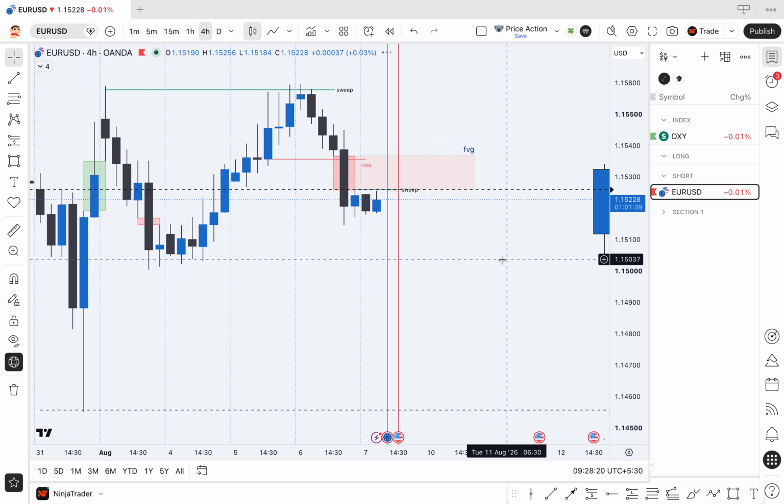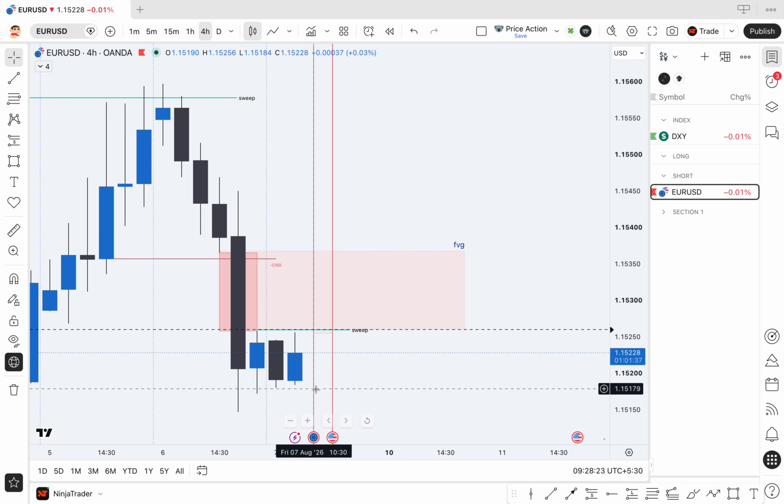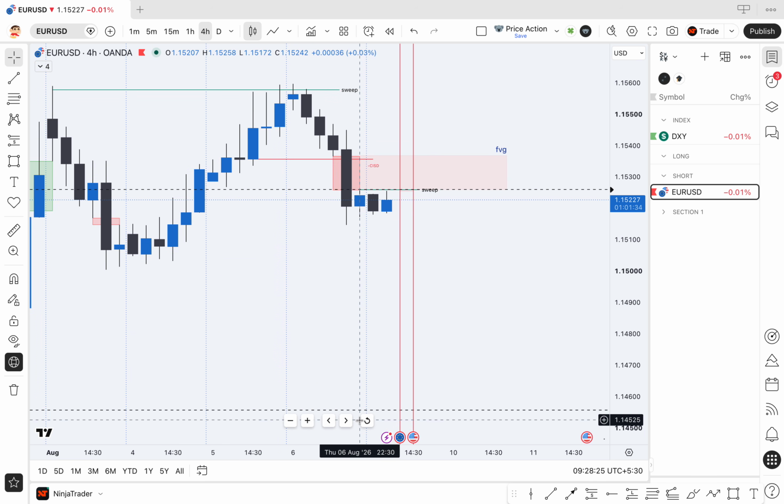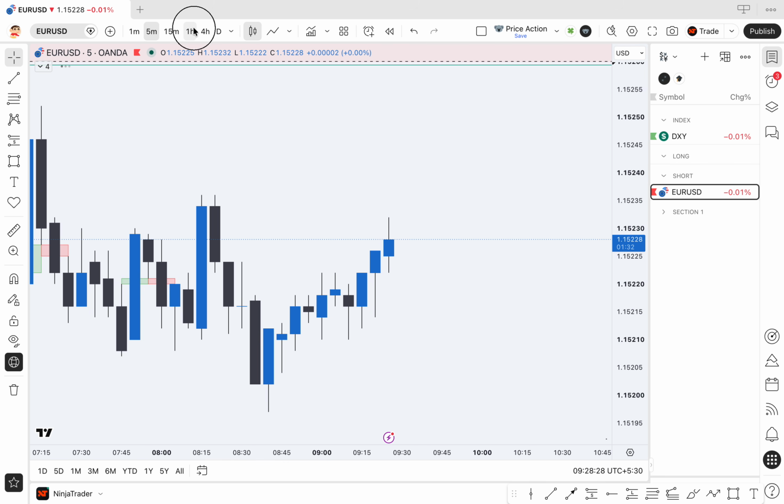So just one setup on EU, open, high, low, close, which is really easy as well. And I've set an alert.